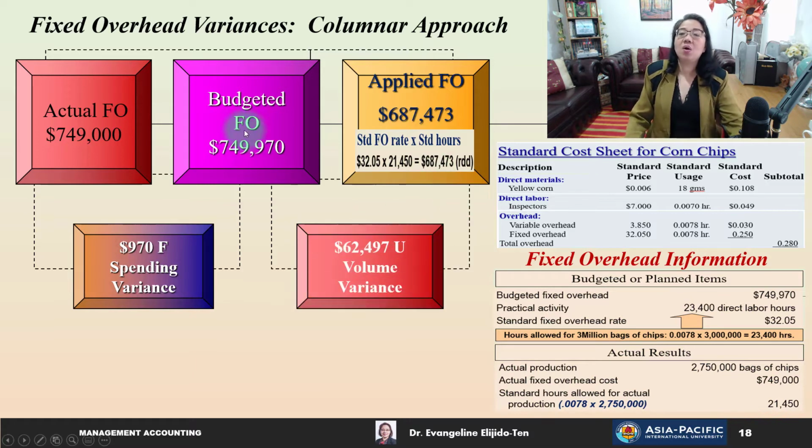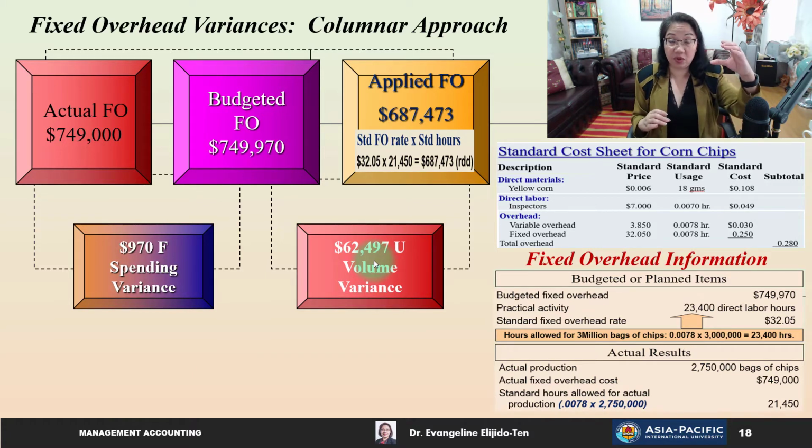All right, so now when we compare the applied fixed overhead with the budgeted fixed overhead, we get $62,497. And because our actual volume is less than the budgeted volume, remember the budgeted volume is 3 million, actual volume is only 2,750,000, this volume variance is unfavorable. So after all that, we thought we've done well.